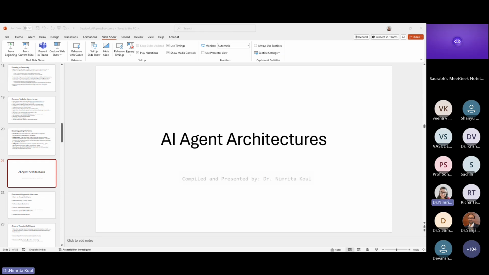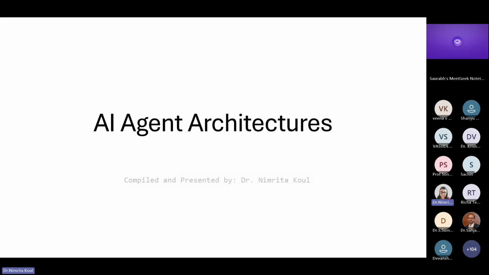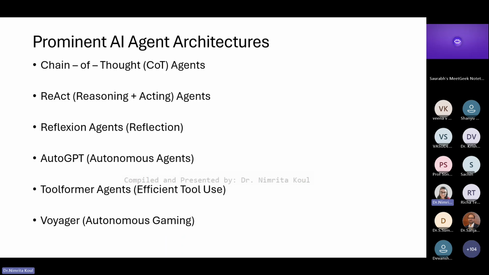Yeah. So let's quickly move back to agent architectures. There are a few prominent architectures like chain of thought agents, reasoning and acting agents, reflection agents. Then there is Toolformer agent and Voyager agent. These agents actually make sure that whatever they reason, whatever they plan, that is actually validated. They are the right set of steps to take to solve a problem.